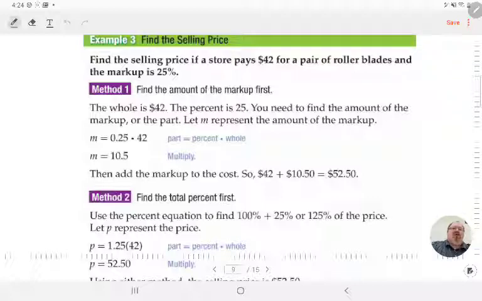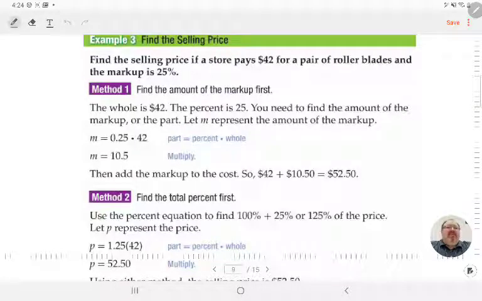The store bought rollerblades for $42 from a warehouse, from the people that make the rollerblades. Then they mark it up to make a profit, so they marked it up 25%, and they're going to sell it to us for a selling price. There's one of two ways we could solve that.